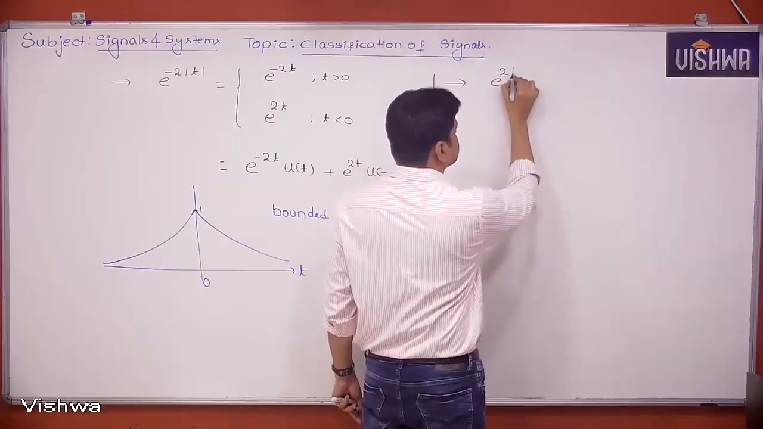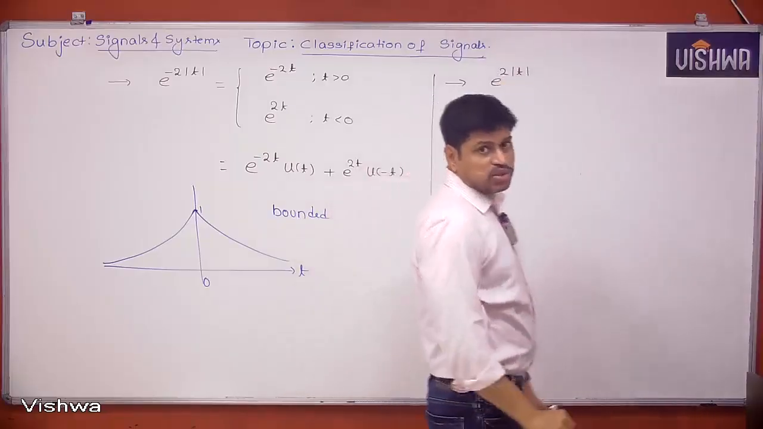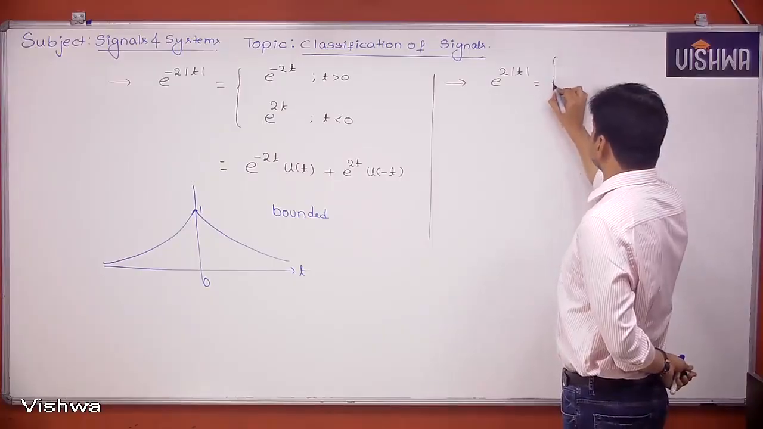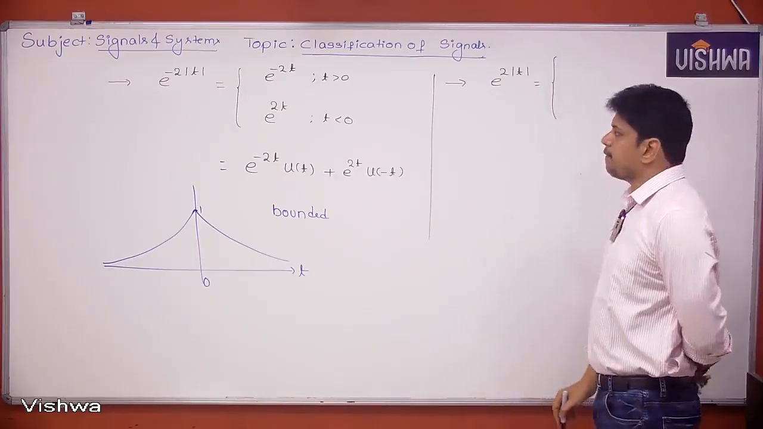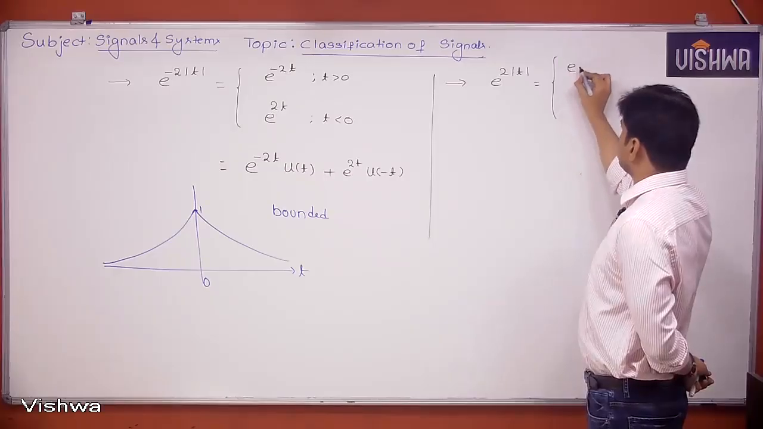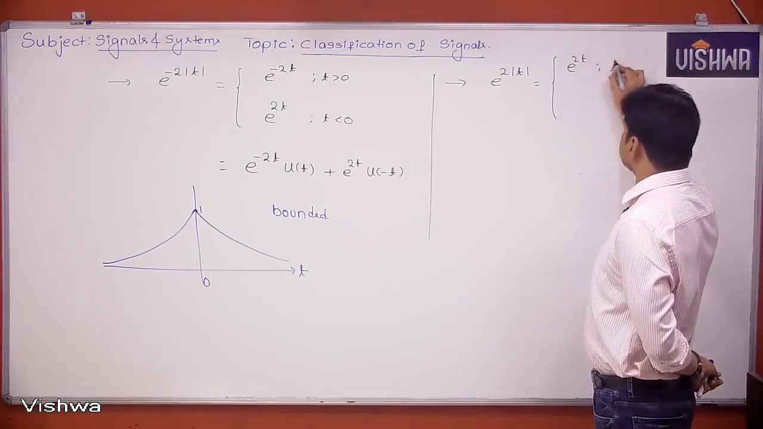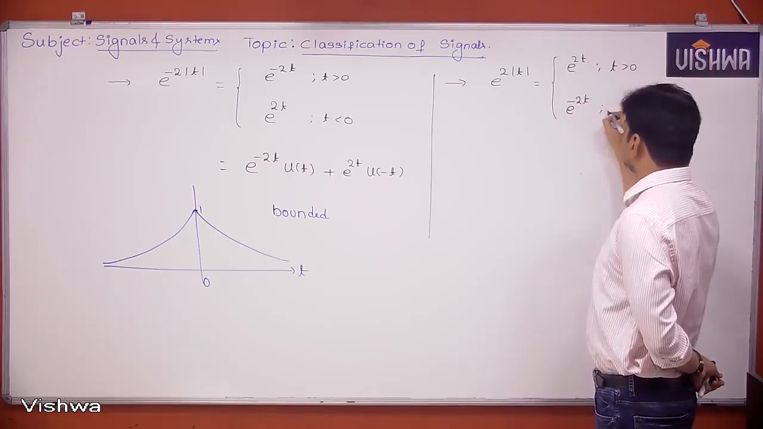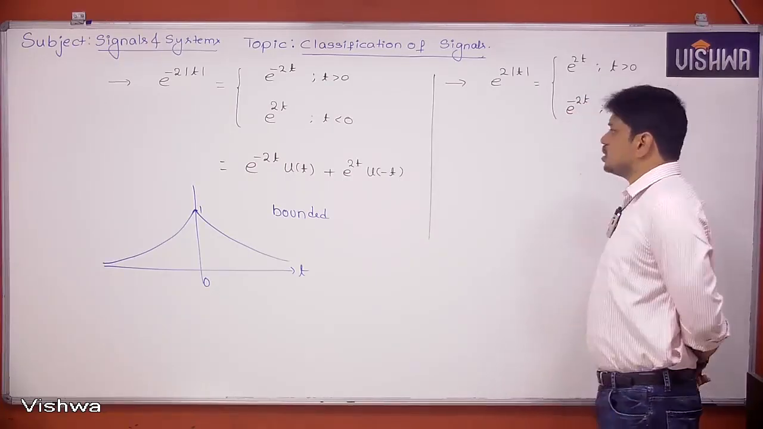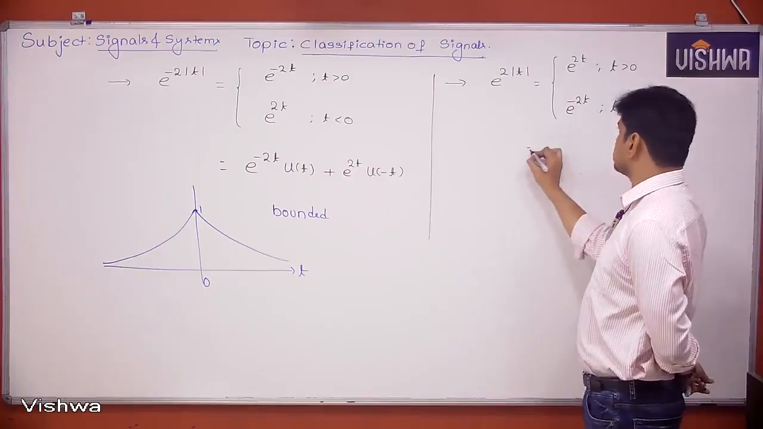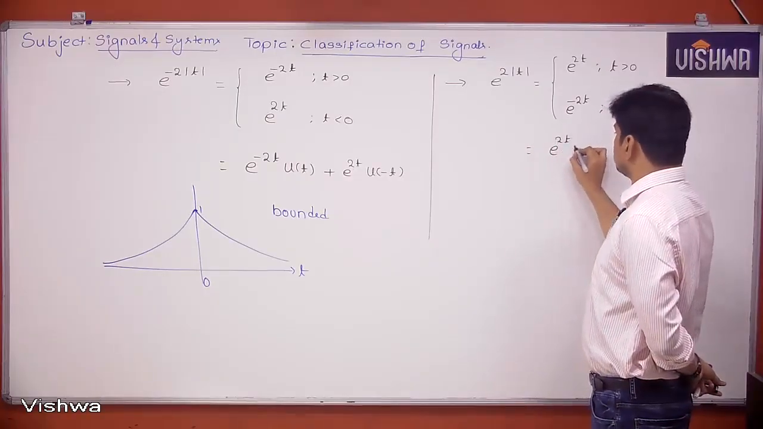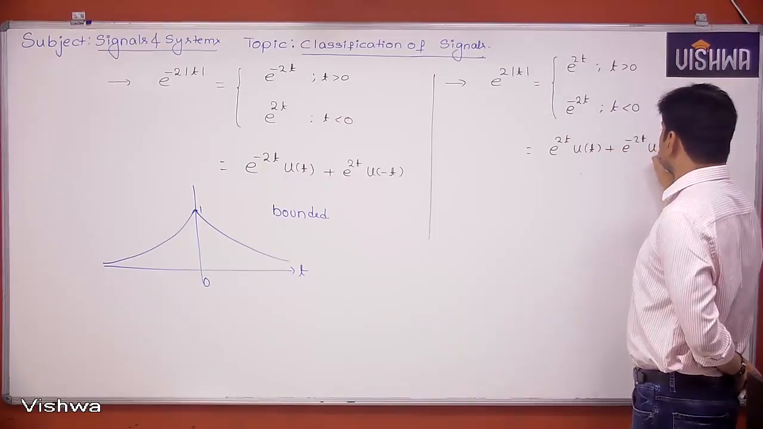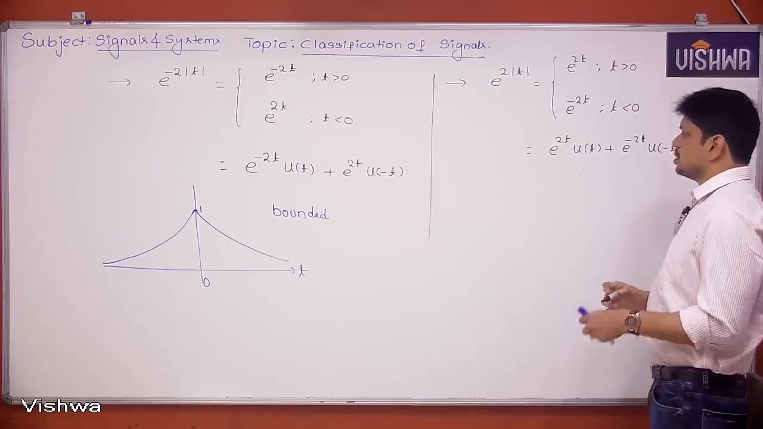In a similar manner, let me give one more example: e power 2 mod t. If you observe carefully, it is going to be e power 2t for t greater than 0, and e power minus 2t for t less than 0. That's what is happening. So I can write the signal as e power 2t u of t plus e power minus 2t u of minus t.